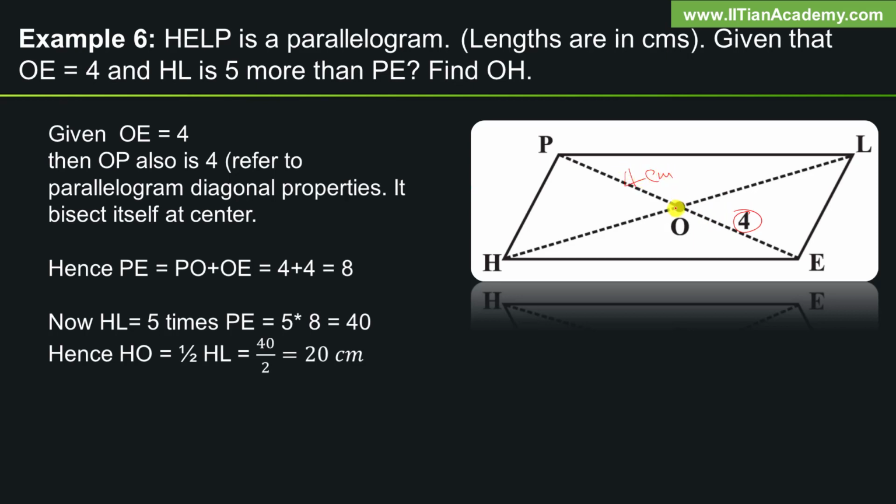Hence, PE equals PO plus OE equals 4 plus 4 equals 8. Now, HL equals 5 times PE. Hence, HL equals 5 times 8 equals 40. And HO equals half of HL, equal to 40 divided by 2 equals 20 centimeters.